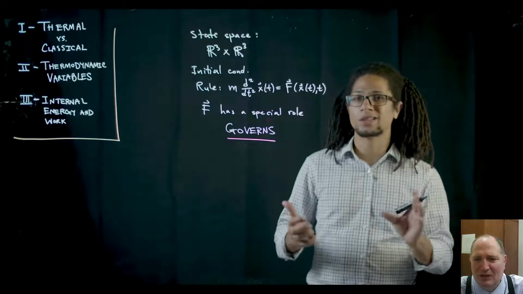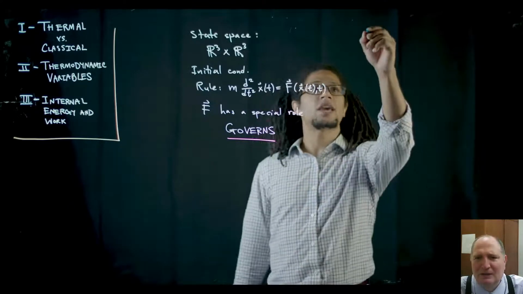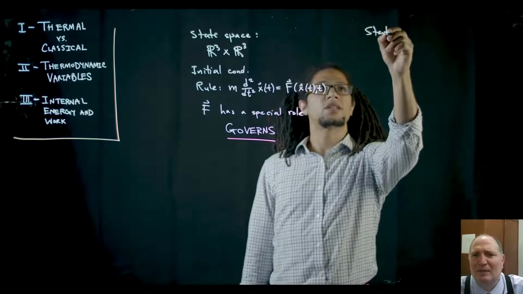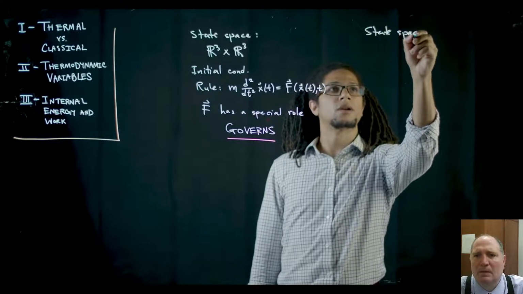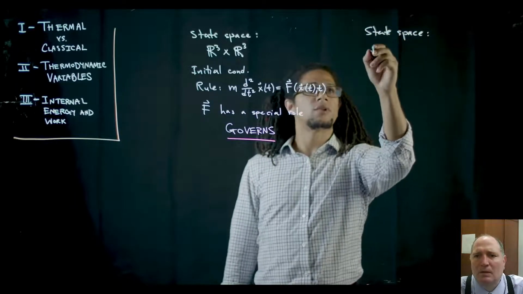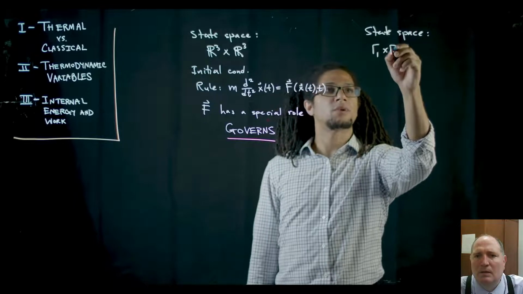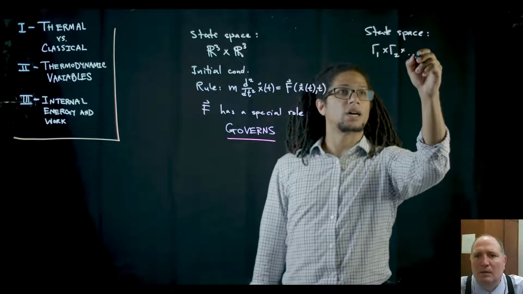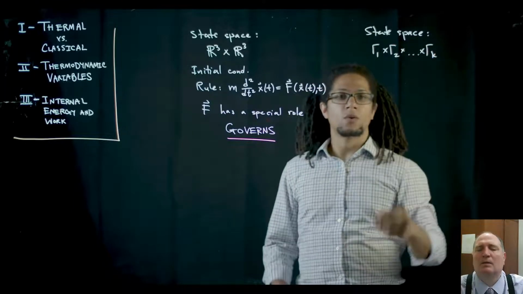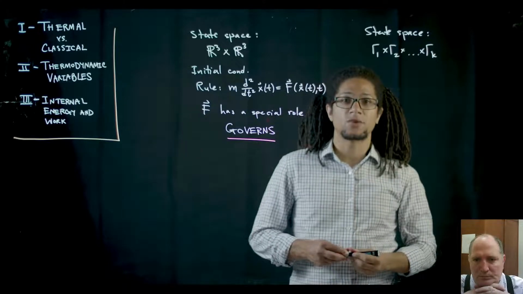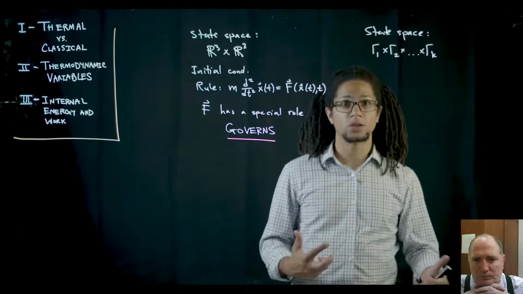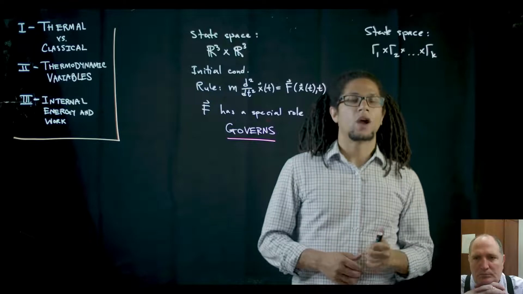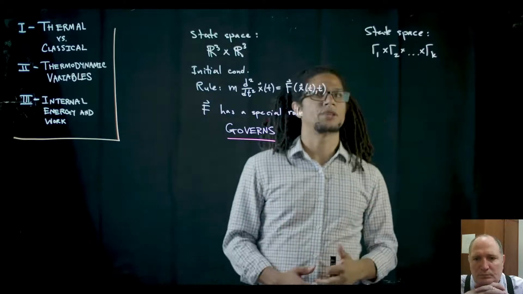In this case, our state space, as we said in the last lecture, is something like gamma 1 times gamma 2 times ... times gamma k, where each gamma is the state space for one of these simple systems that constitutes the whole system. Or I should say it's a constituent piece of the whole system.